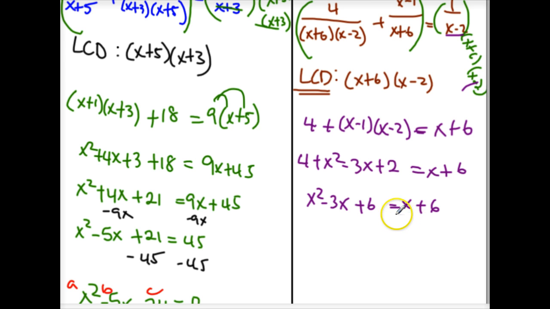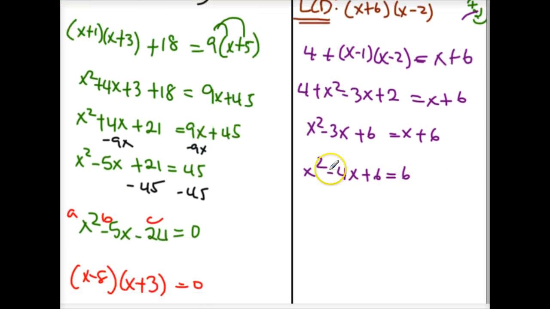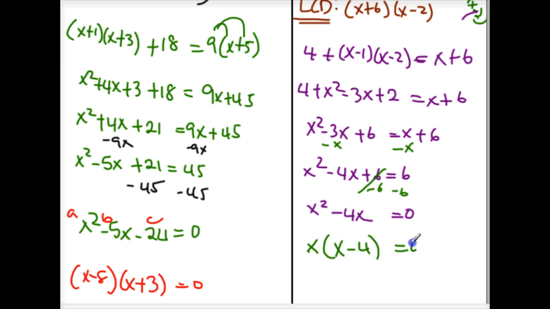What do I want to do? Minus x on both sides, so I have x squared minus 4x plus 6 is equal to 6. Minus 6 on both sides, x squared minus 4x is equal to 0. Remember, the 6 actually cancels out. What I did here is minus x. This is not a quadratic I can factor by a, b, c, but they do have an x in common, and I'm left with x minus 4 is equal to 0.